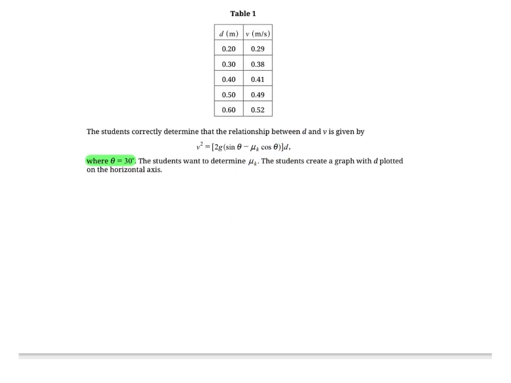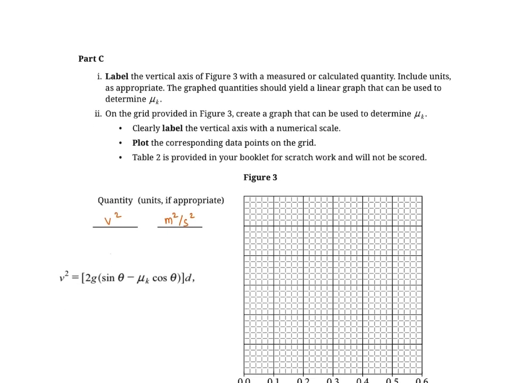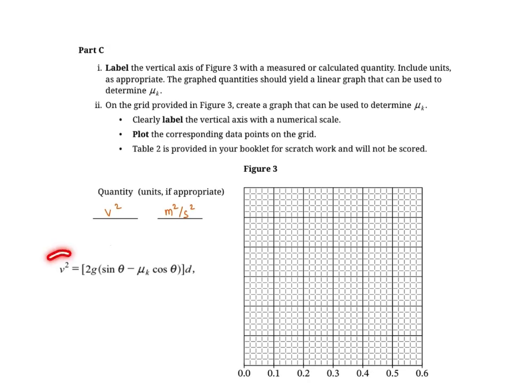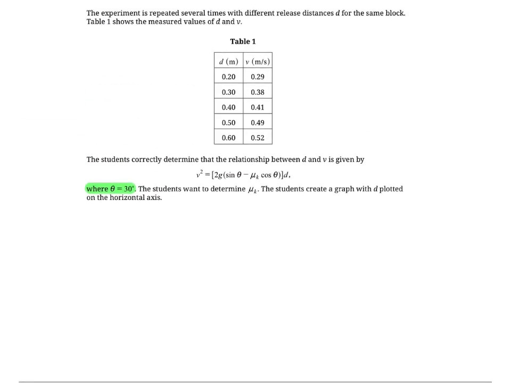So now see what is asked. Okay, so this was the expression between velocity and d. It is given here, the relation between velocity and d. This velocity is recorded by the photo gate.